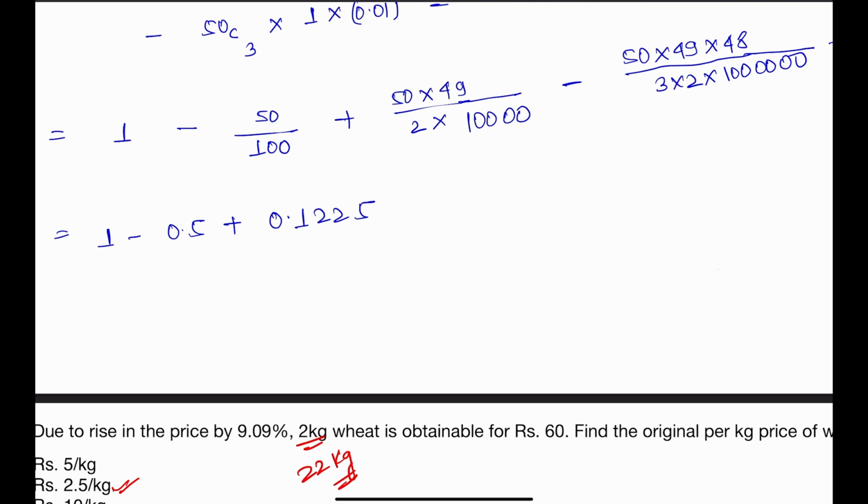So my next will be plus, so 6, 8, right? 8 5s are 40. This will be cut with this one and this one. Only 4 into 49. So 50 into 4 is 200. 200 minus 4 is 196. 196 divided by 10,000, so 0.0196.